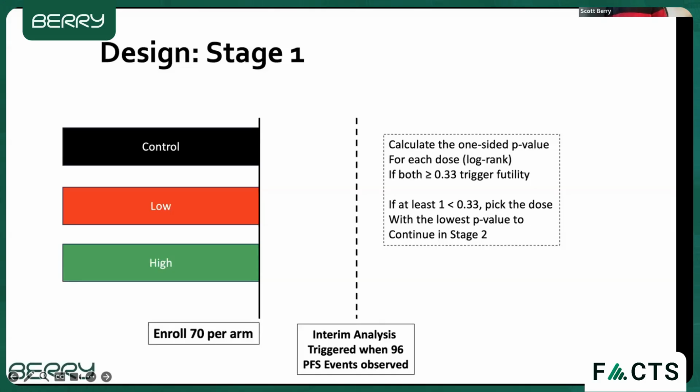They were then going to calculate the one-sided p-value individually for each of the 2 doses. If both are above 0.33 on the log rank test, they're going to trigger futility, and they're not going to go further, and it's done. If at least one of them is less than 0.33 p-value, they're going to pick a dose and go forward, and they're going to pick the smaller p-value.